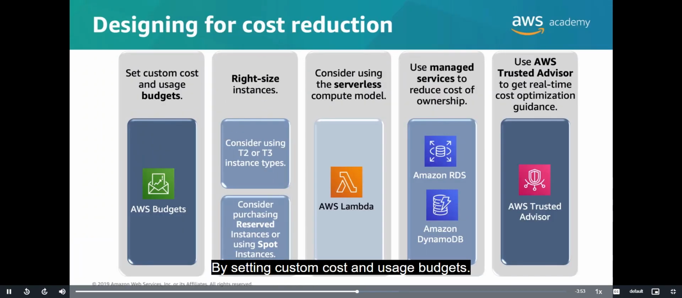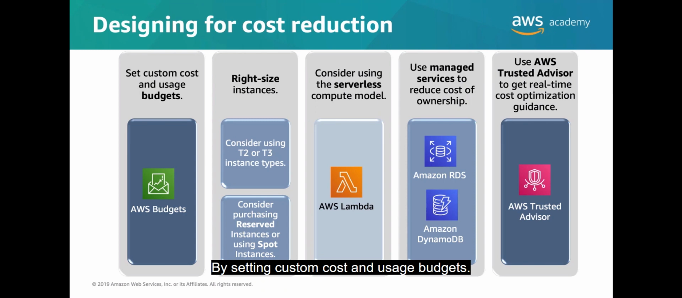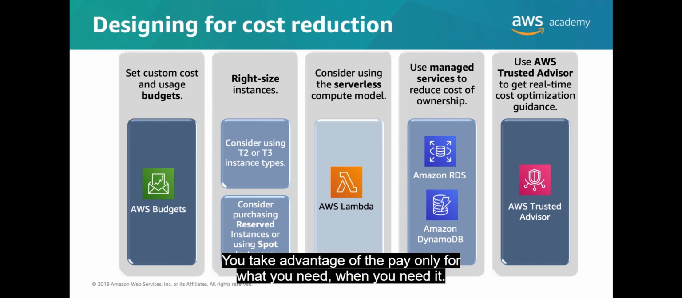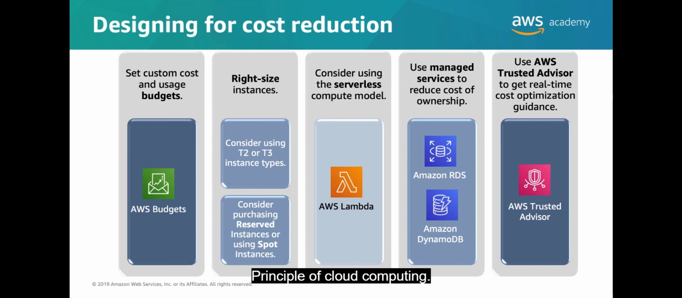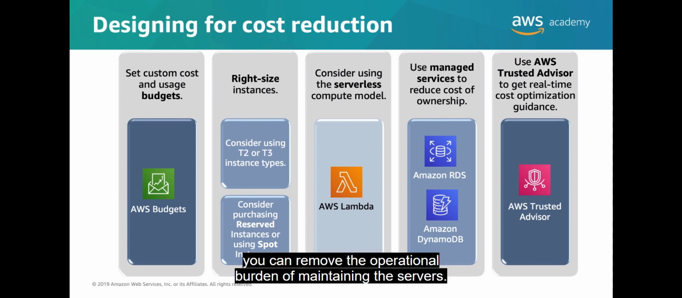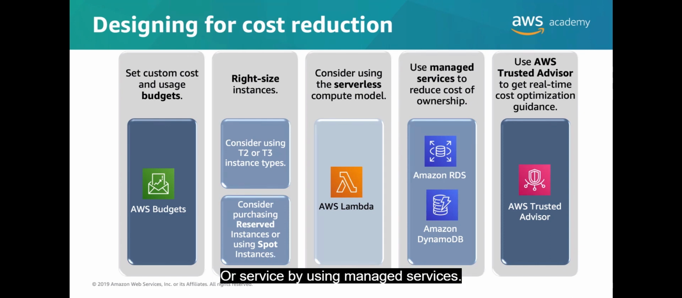By setting custom cost and usage budgets, you take advantage of the pay only for what you need when you need it principle of cloud computing. By right-sizing instances, you reduce the chance of over-provisioning your resources. You can use AWS Lambda so that you pay only for the compute time you consume. If you use managed services, you can remove the operational burden of maintaining the servers. You can also lower your cost per transaction or service by using managed services.